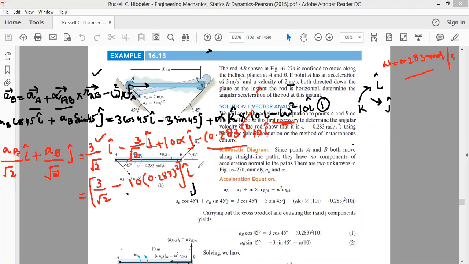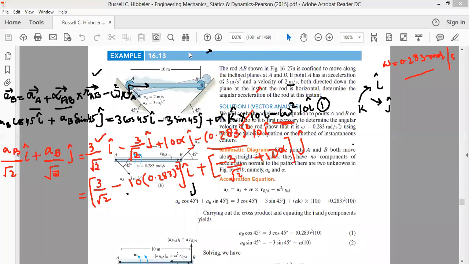Let's assemble the J caps together. We have minus 3 by under root 2 J cap, and we have plus 10 alpha J cap. We'll write J cap outside, so this is 10 alpha J cap.